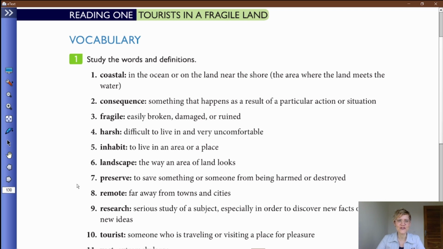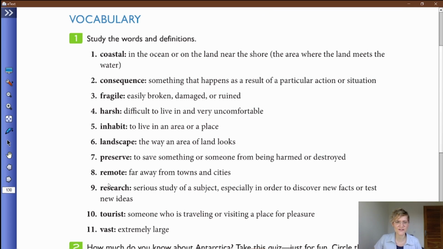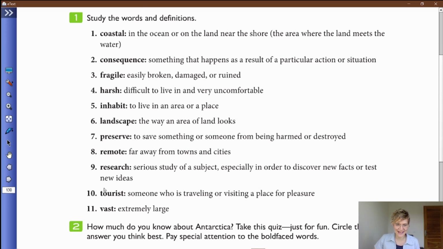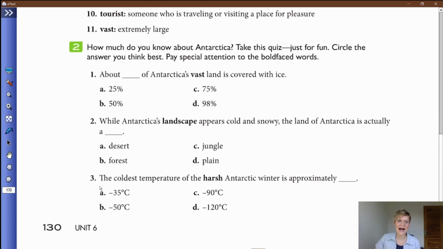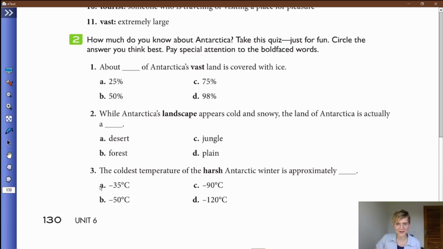We're going to start with the vocabulary. Study the words and definitions. We've got coastal, consequence, fragile, harsh, inhabit, landscape, preserve, remote, research, tourist, and vast, and the definitions that go with it. I'd like you to read that, and if you have any questions, you can ask me in our next lesson.